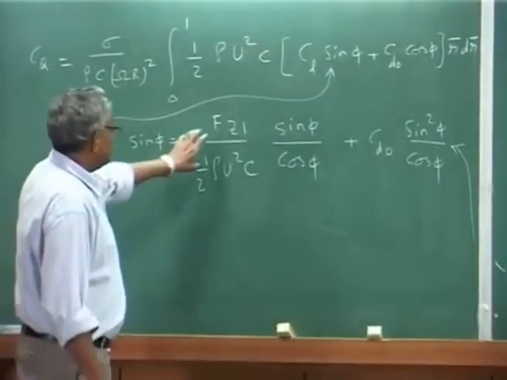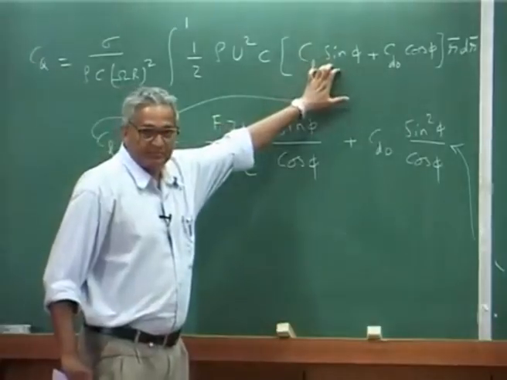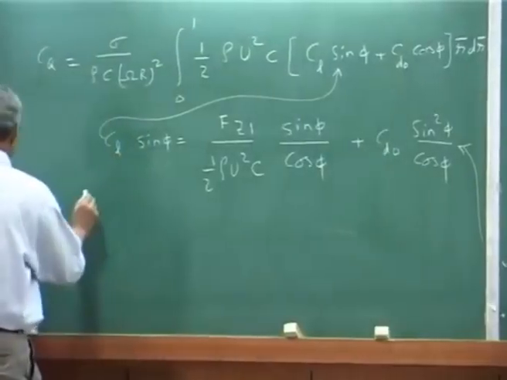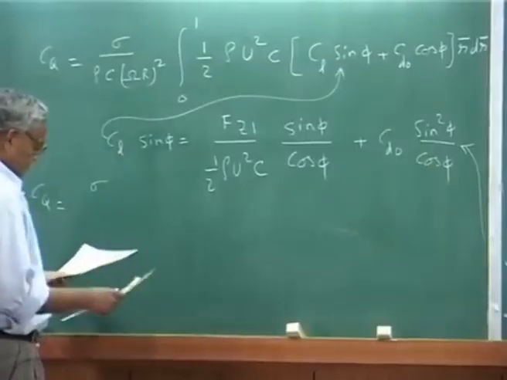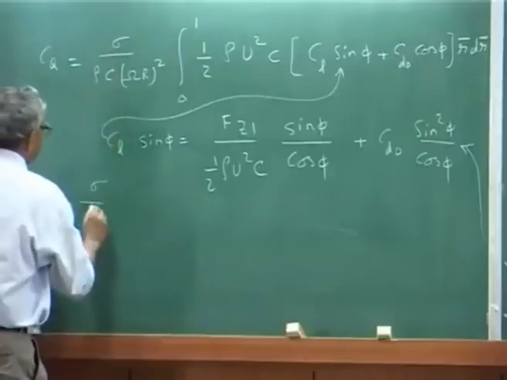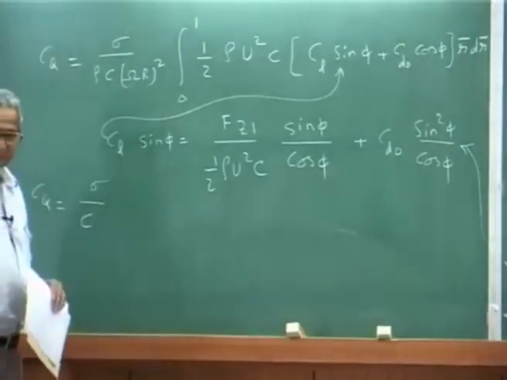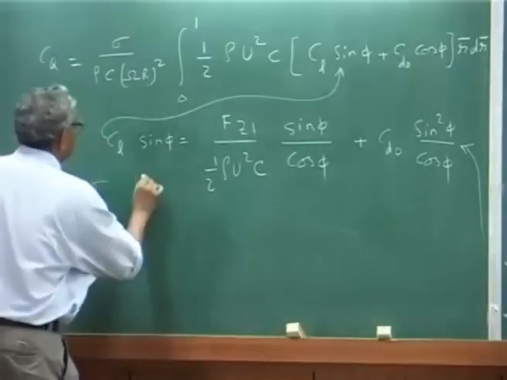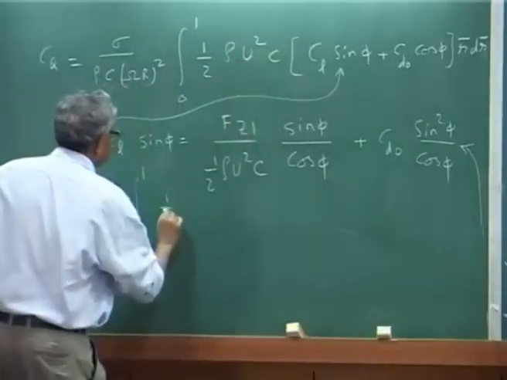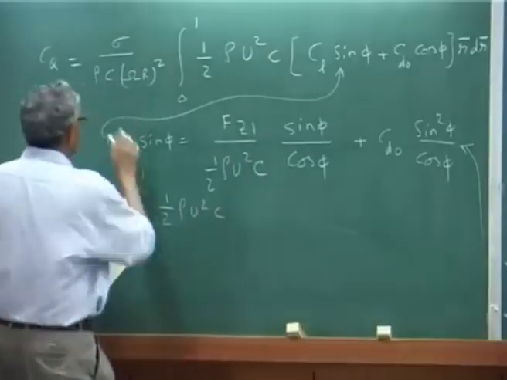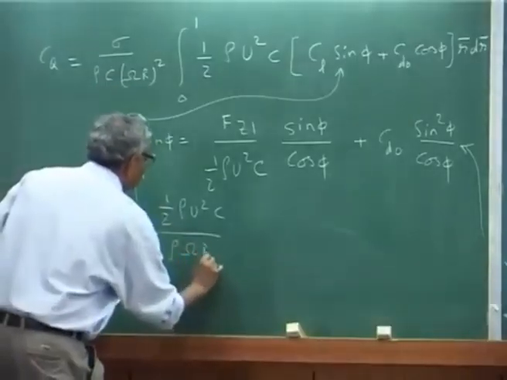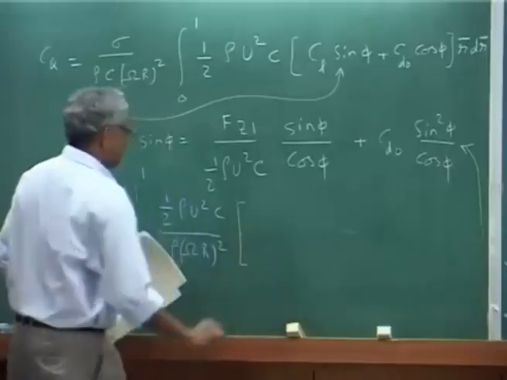Okay. Now, what happens is, when I substitute this expression here, what will happen, that is Cq will become sigma, let me write the whole thing, sigma over, let us write C, okay, 0 to 1 half rho u square C is there divided by rho omega r whole square. Okay.